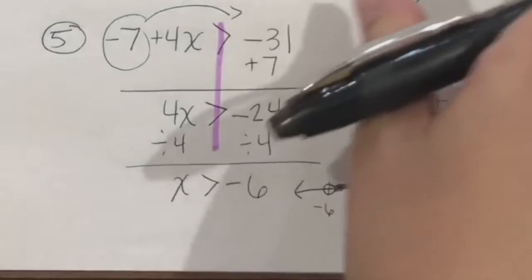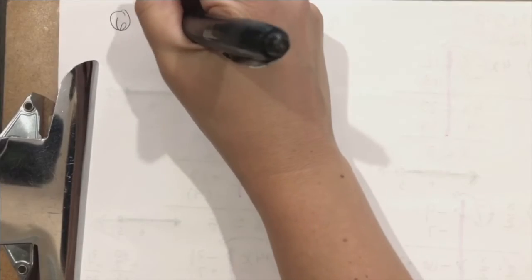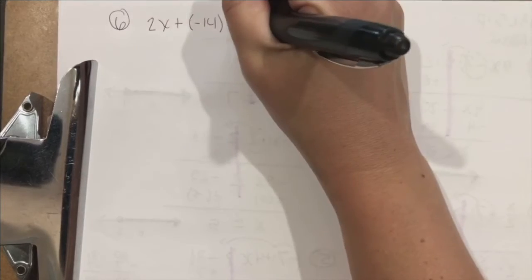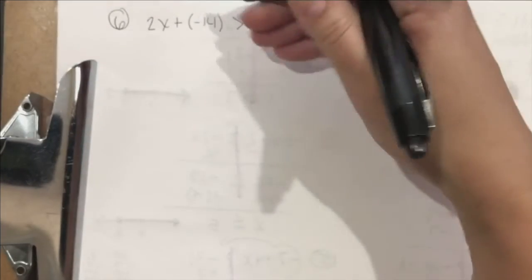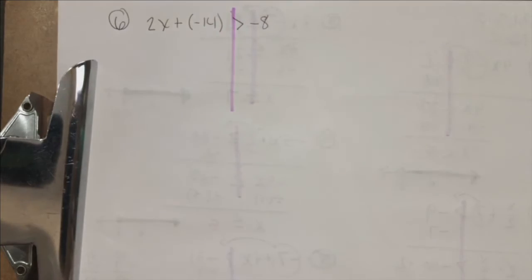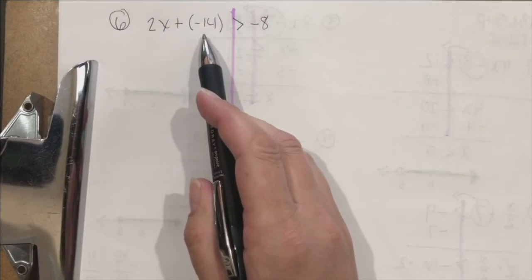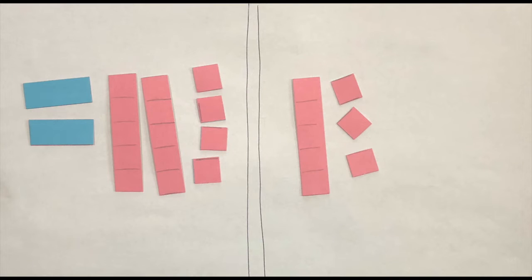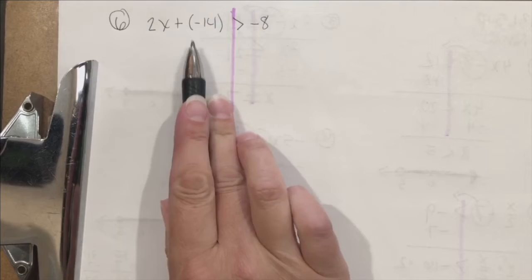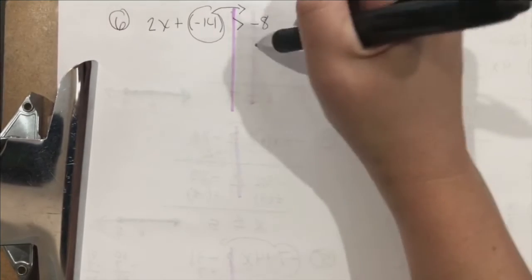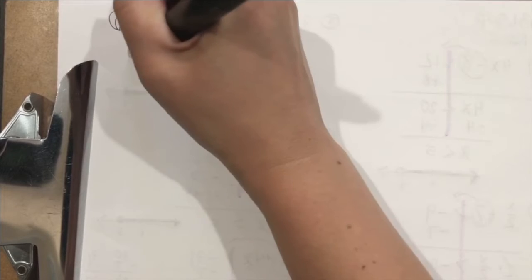All right, let's do number 6. 2x plus negative 14 is greater than negative 8. So picture it. Picture 2 x's on this side, 14 negatives, and 8 negatives. We're going to flip those 14 negatives over. So we'll have plus 14 here.